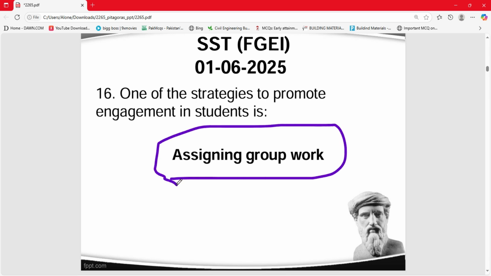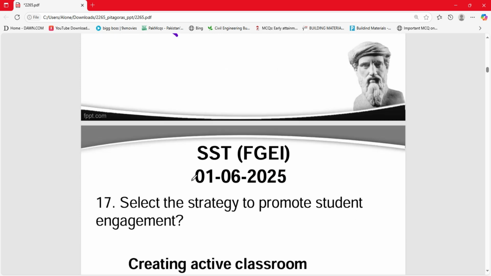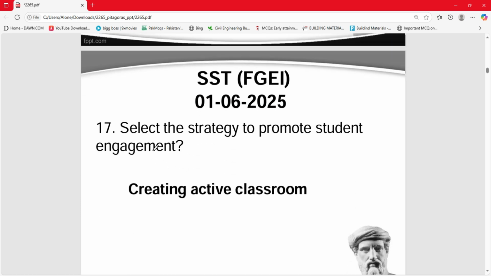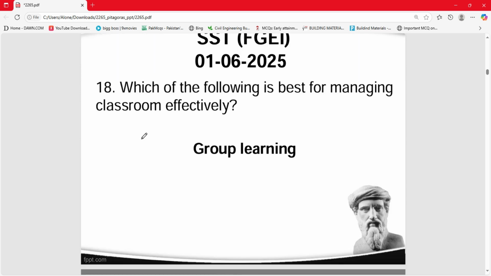One strategy to promote engagement in students is assigning group homework. Assigning group homework is a kind of activity in which a teacher forms 2 or 3 member groups and they collectively do the given task. Our next question is, select the strategy to promote student engagement, creating an active classroom. The right answer is.